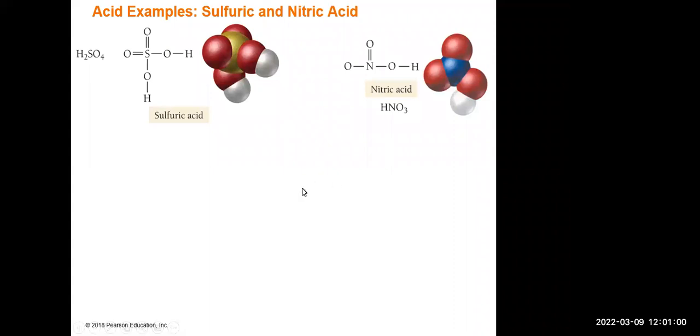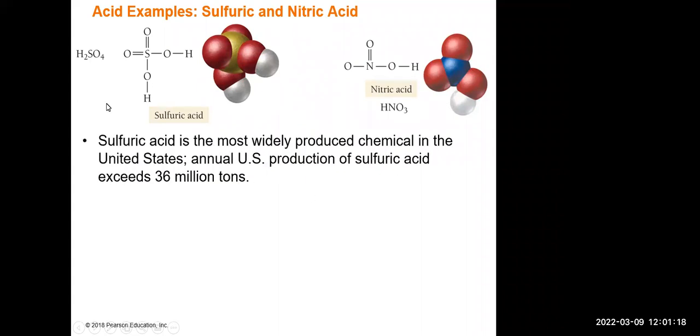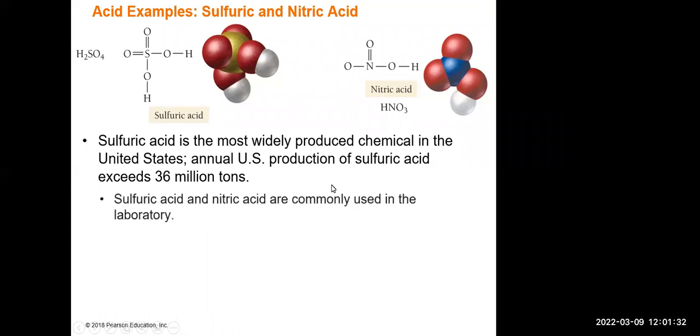Another example of acid is sulfuric acid and also nitric acid. So their formulas and structures are shown in these two pictures. The left is for the sulfuric acid, the right is for the nitric acid. Sulfuric acid is the most widely produced chemical in the United States. Annual U.S. production of sulfuric acid exceeds 36 million tons.